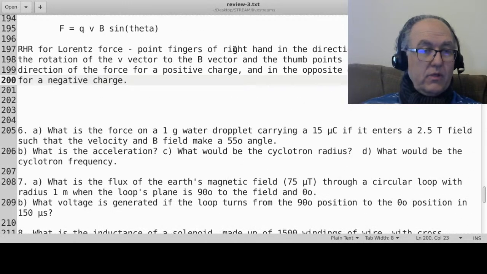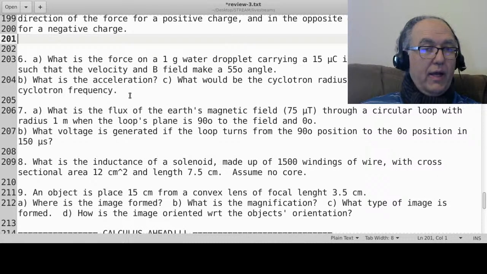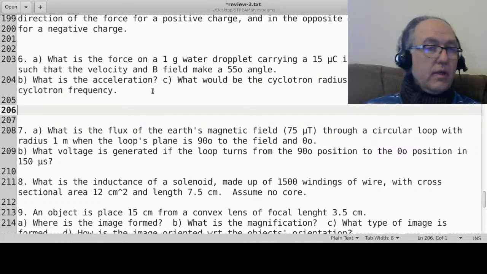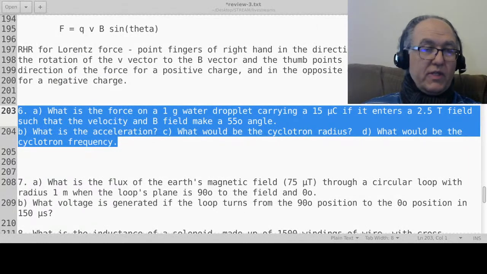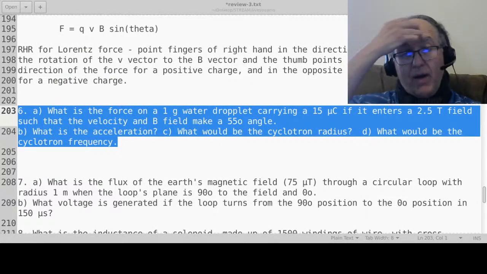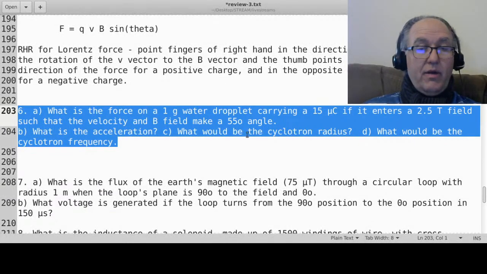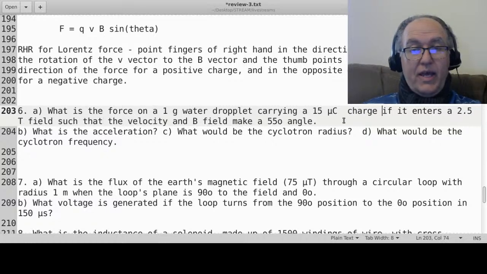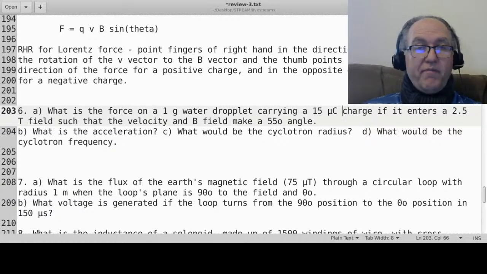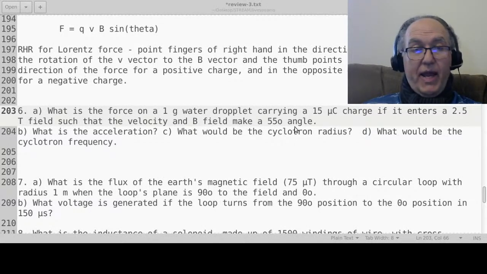All right. So now what? Okay. So what is the force on a 1 gram water droplet carrying a 50 microcoulomb charge, if it enters a 2.5 Tesla field, such that the velocity vector and the B field make a 55-degree angle.